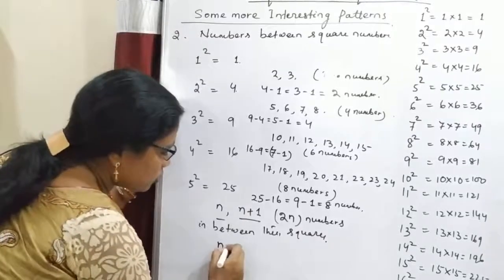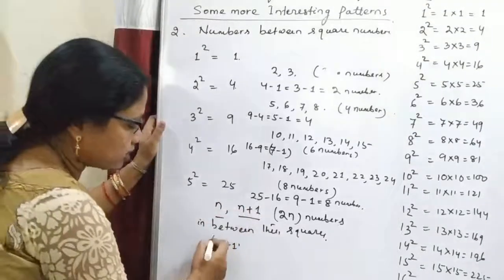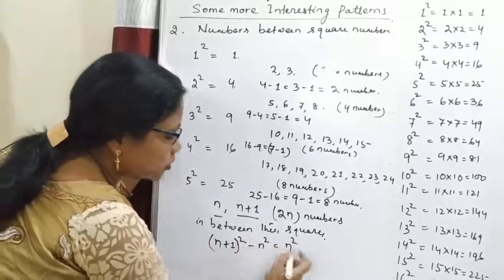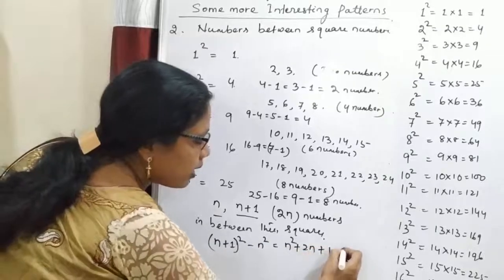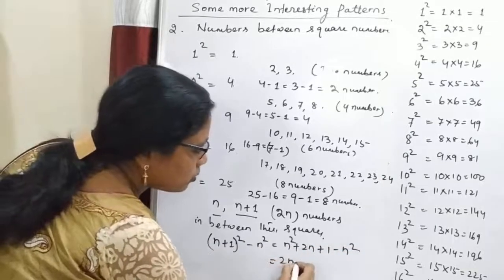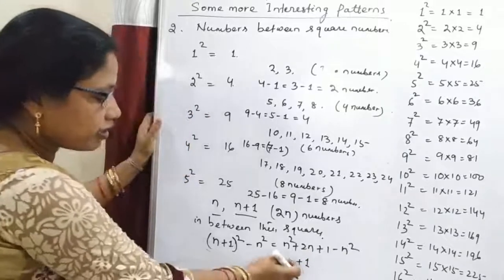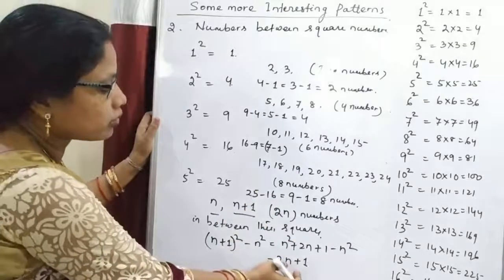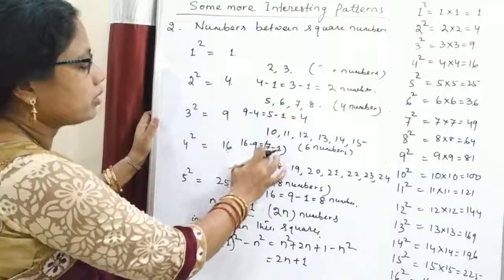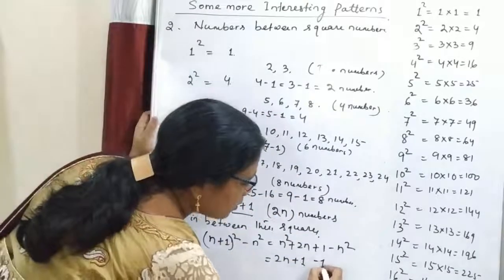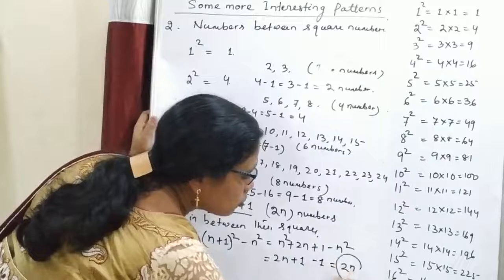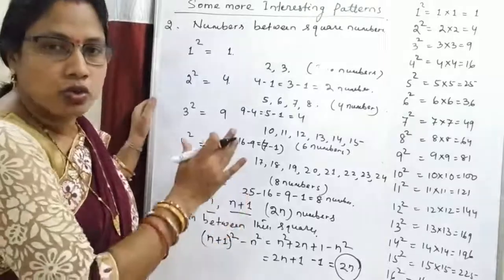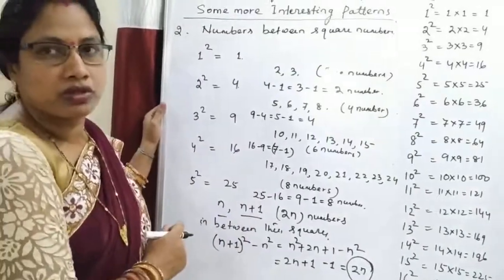So what is the difference between their squares? n plus 1 square minus n square is equal to n square plus 2n plus 1 minus n square. So this is equal to 2n plus 1. So this is the difference between n plus 1 square and n square. But we have to subtract 1, like this, 9 minus 1, here 7 minus 1. So minus 1 is equal to 2n. So 2n is the number of numbers present in between the squares of two consecutive numbers.